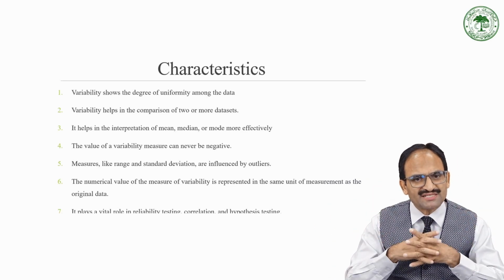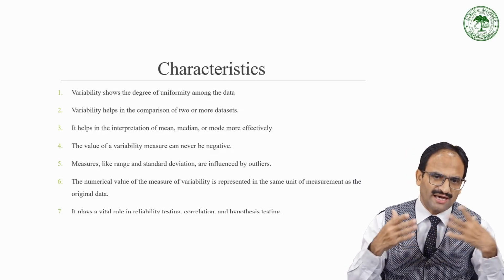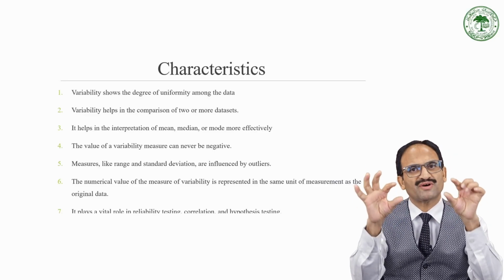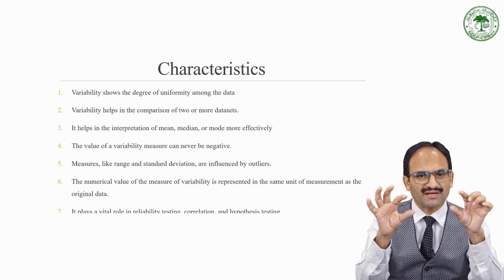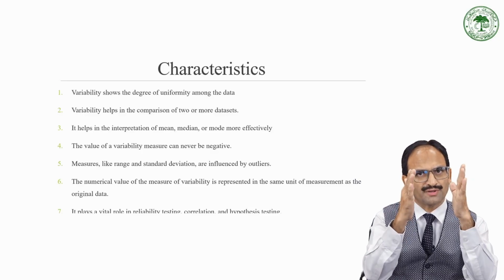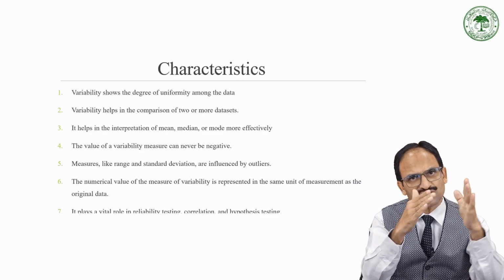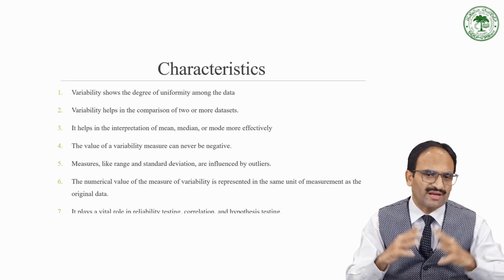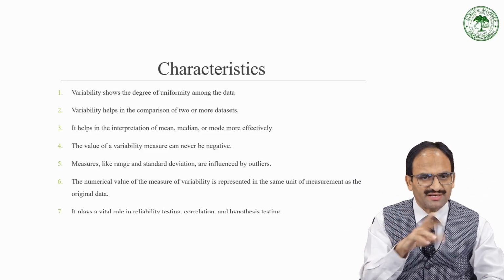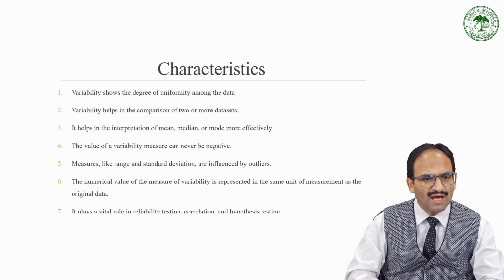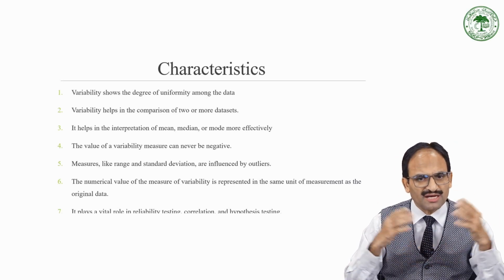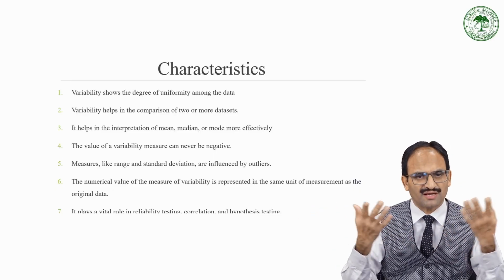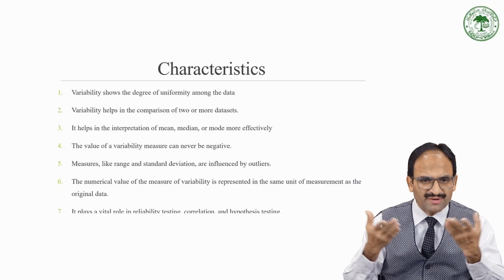It helps in comparison of two or more data sets, as in the previous example we have taken that the mean of the two data sets was found to be same, that is 50. But if you see, mean was same, but less variability was reported in the first group, whereas in the second group more variability was reported. So, by that way you can compare two data sets or two groups of data. Then it helps in interpretation of mean, median and mode more effectively. I mean on the basis of the variability we can have certain kind of assessment of mean, median and mode.